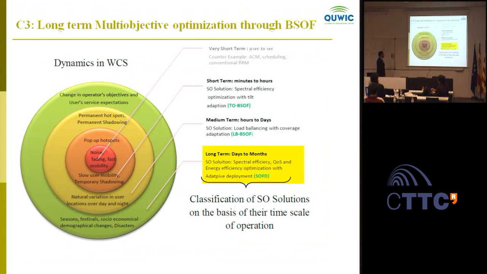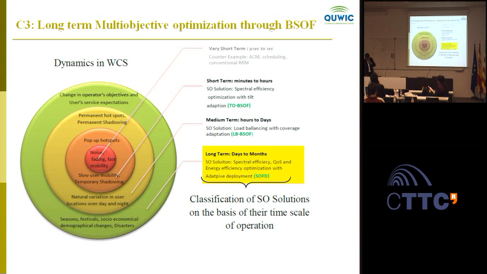Okay. So let's move towards even longer term dynamics. What kind of dynamics do I mean? There can be winter, social events, festivals, or economic changes, and the system should have the capability to adapt according to these very long term dynamics, for example seasons or demographic changes, without the need for manual intervention.